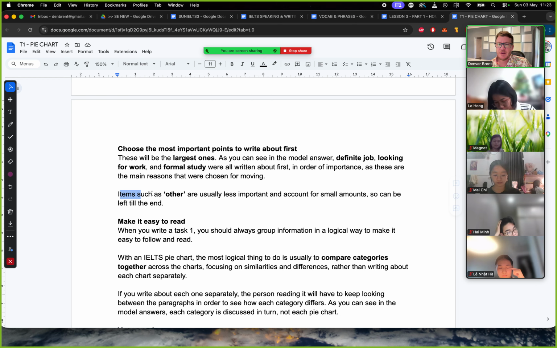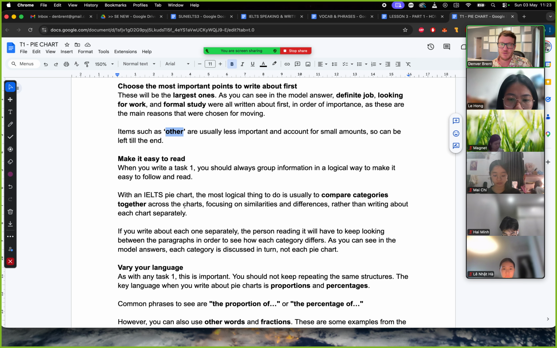Yeah, so just quickly here, items such as other are usually less important and account for small amounts, so can be left till the end. Generally, this is almost always the end, okay? It's never significant because it's other. It's not even given, it's not really a factor. It's just extra. It's just to let you know that some people didn't answer or there was a mistake or something. Here, make it easy to read.